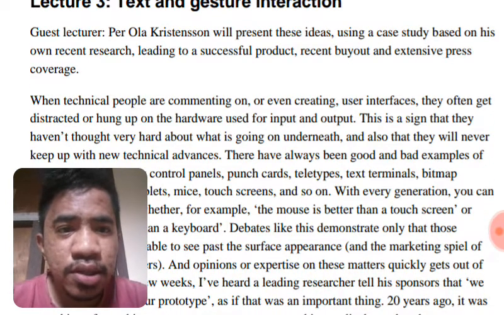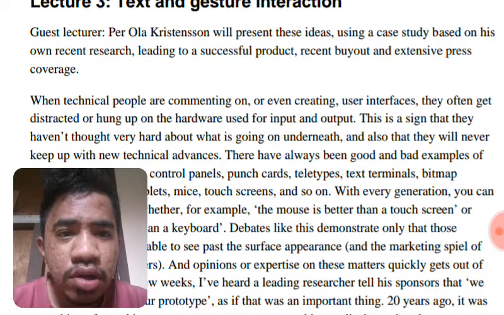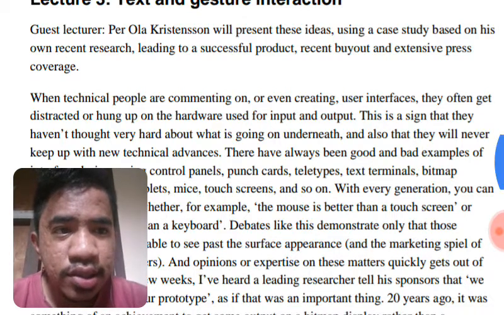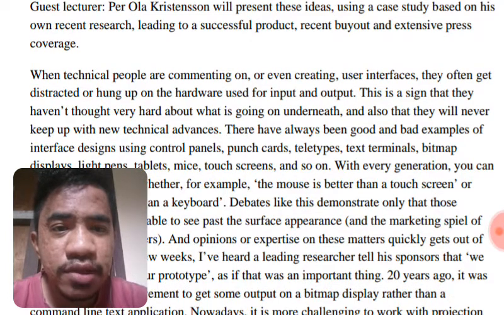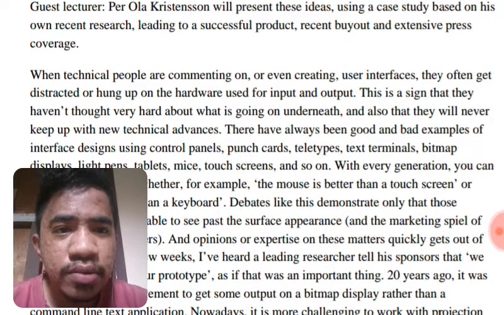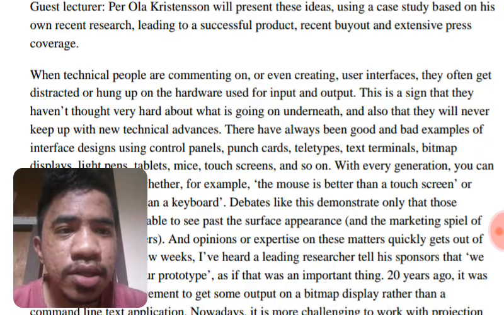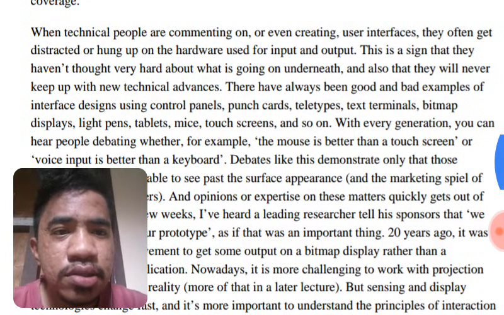When technical people are commenting on or even creating user interfaces, they often get distracted or hung up on the hardware used for input and output. This is a sign that they haven't thought very hard about what is going on underneath, and also that they will never keep up with new technical advances.